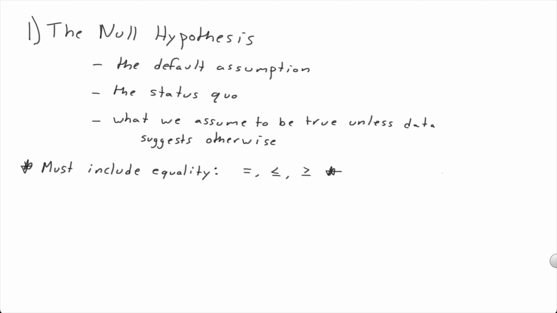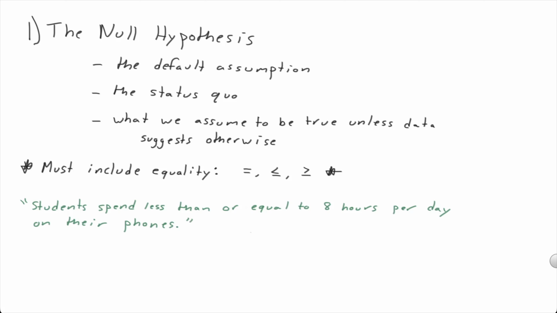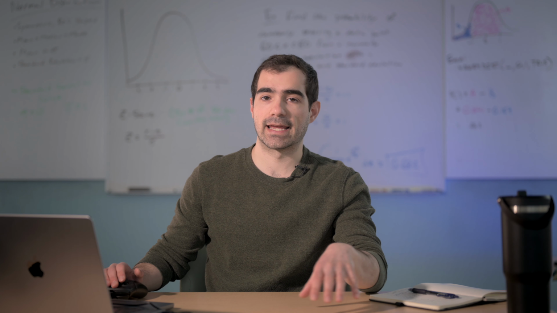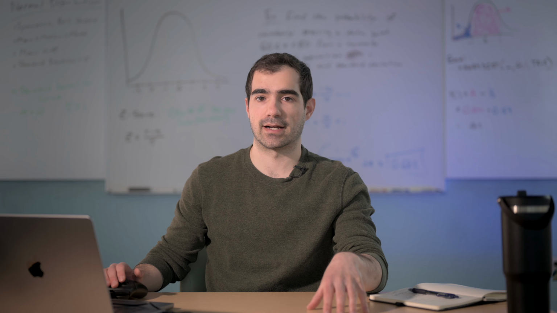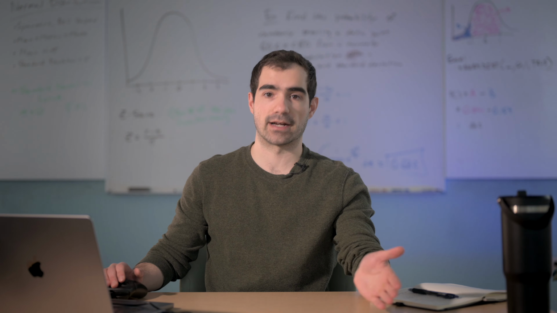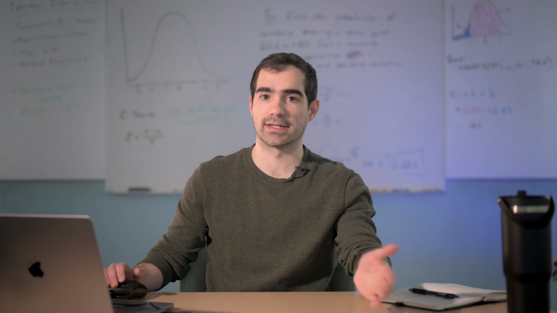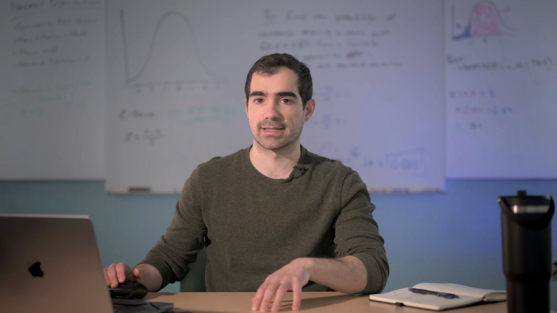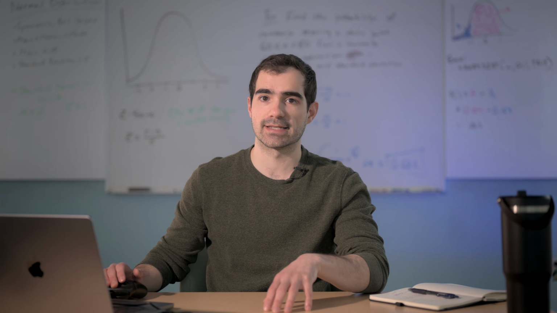In our case, the claim is that students spend less than or equal to 8 hours per day on their phones. We can write this formally as H0, which stands for the null hypothesis, colon, mu less than or equal to 8, where mu represents the true average screen time for all college students. Now, we obviously can't measure the screen time of every student at this college, much less the screen time of every college student across every college in the country. That's just not practical. Instead, we'll take a sample and use statistics to decide whether this claim is believable.